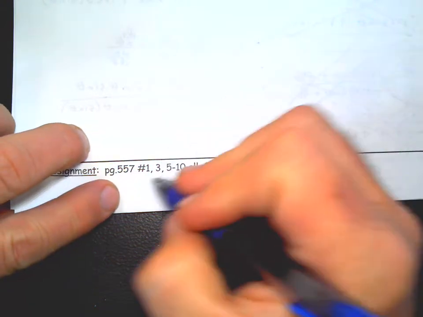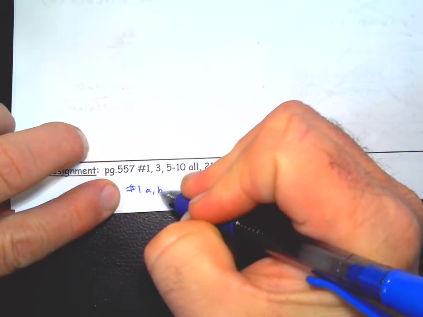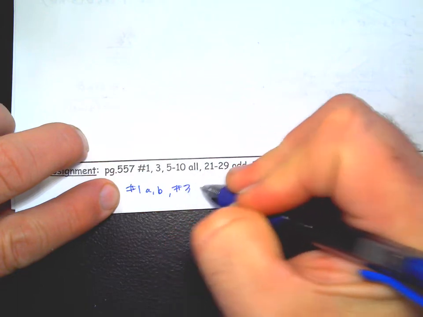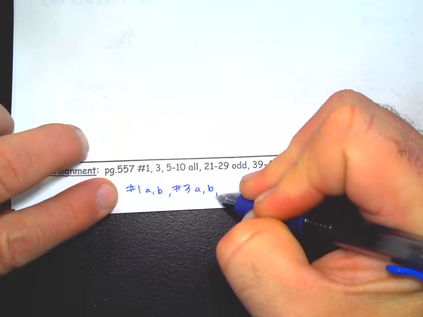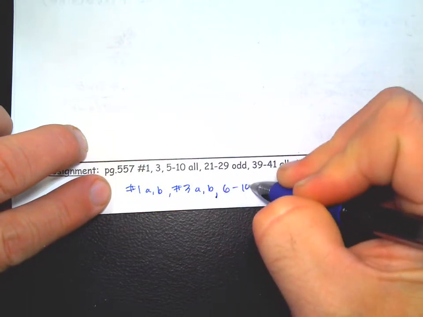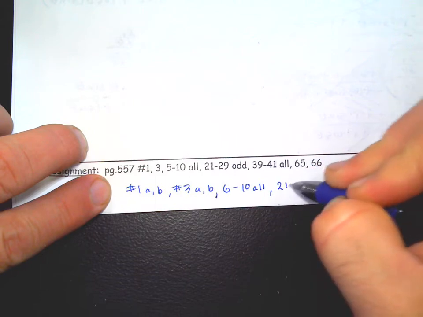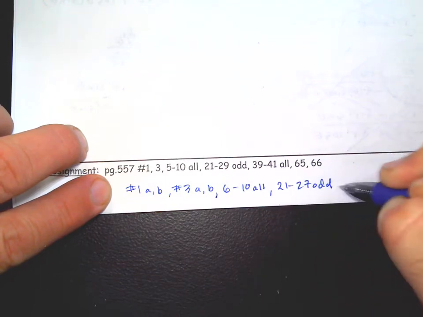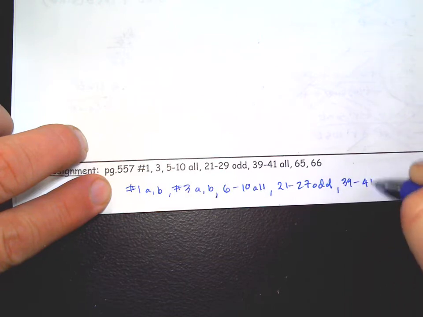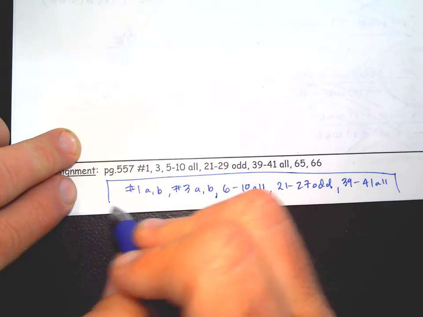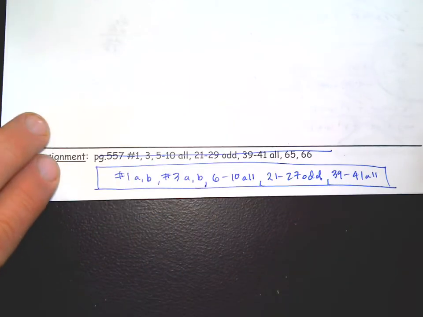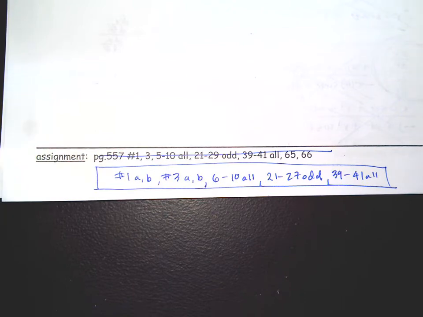The book assignment is slightly different than what I have on the sheet, so I'll go ahead and correct that right now. I cut out some of the work. We're going to do number 1, parts A and B only, so it cuts out half of that problem. Problem 3, parts A and B only. I'm going to do 6 to 10 all, so I took out one of those problems. Then we're going to do 21 to 27 odd, so I took another one of those problems out. And then we're going to do 39 to 41, and you can skip the last ones. So this is the assignment. It takes out a little bit of the work. Check your odds. Most of them are odds, and most of them are in the back of the book.